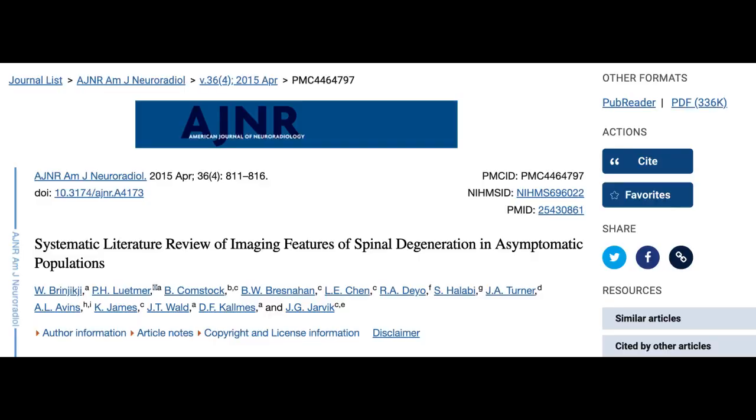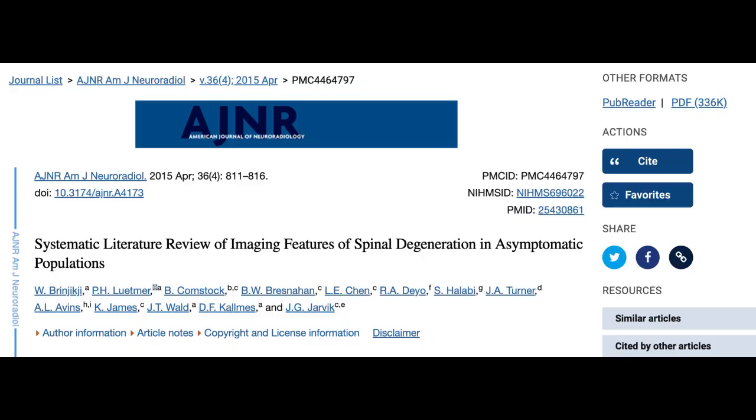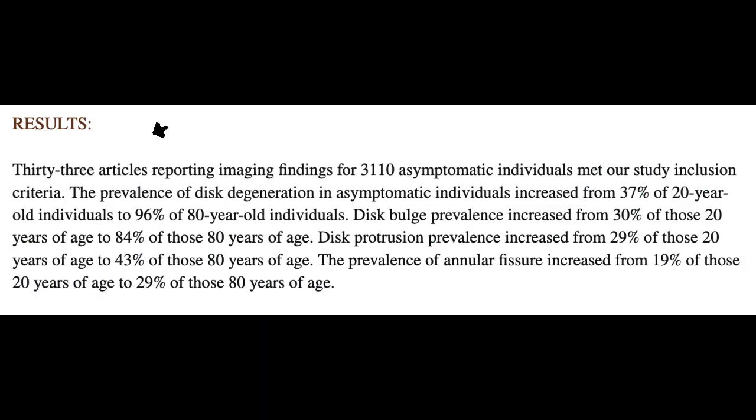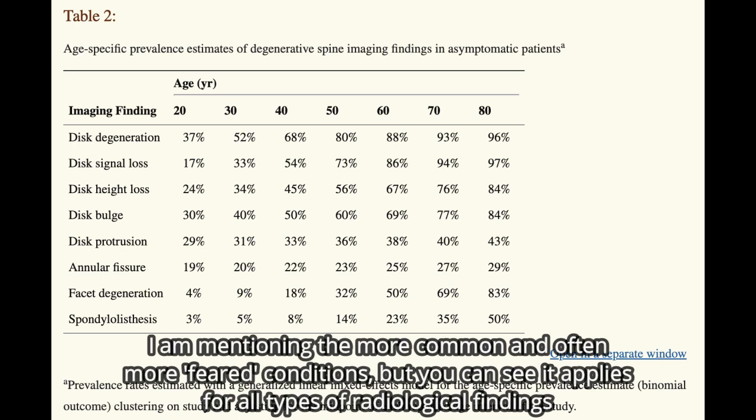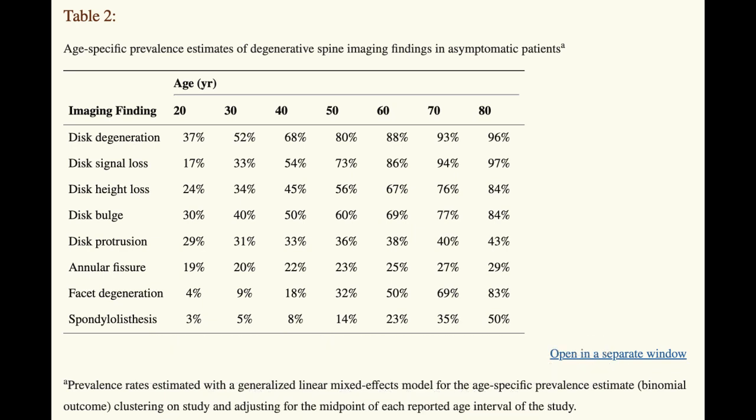For example, Brinjikji et al. did a large systematic review on 33 different scientific articles where they performed scans on individuals who had no symptoms of pain and found that 37% of 20-year-olds, increasing up to 96% of 80-year-olds, had a form of disc degeneration in their scans. They also found that 30% of 20-year-olds had disc bulges, increasing up to 84% of those aged around 80 years old.